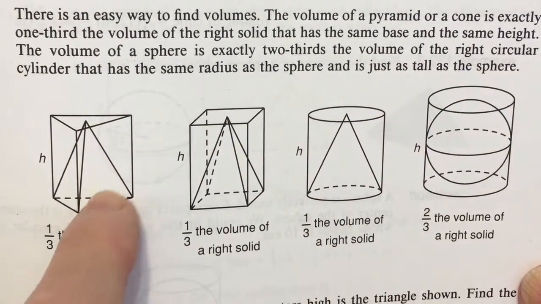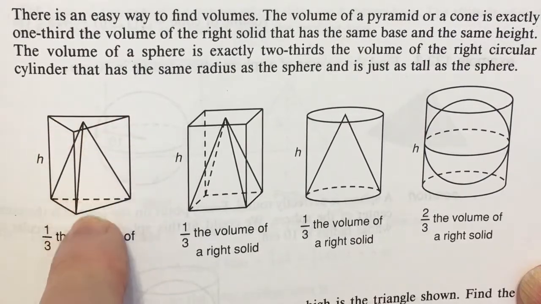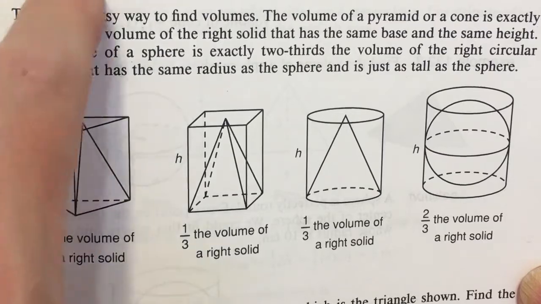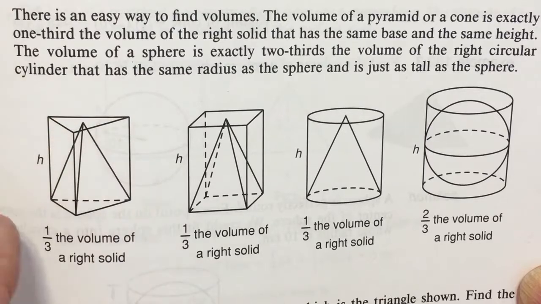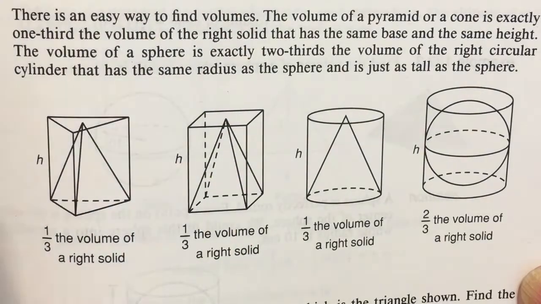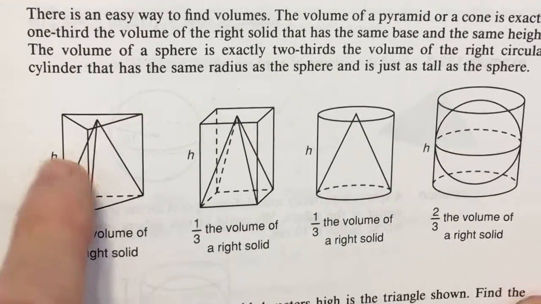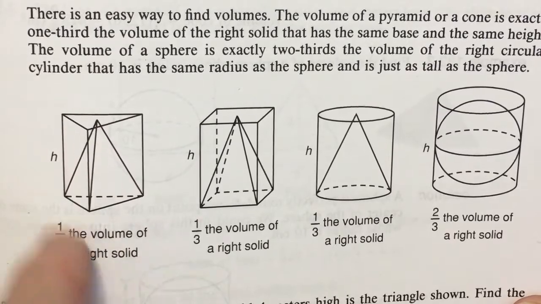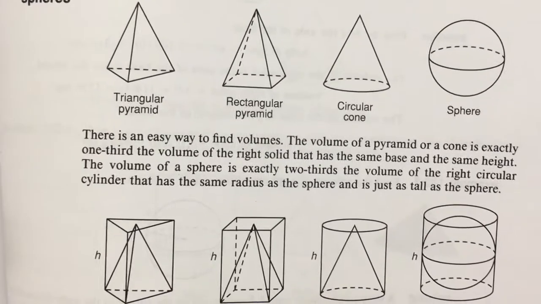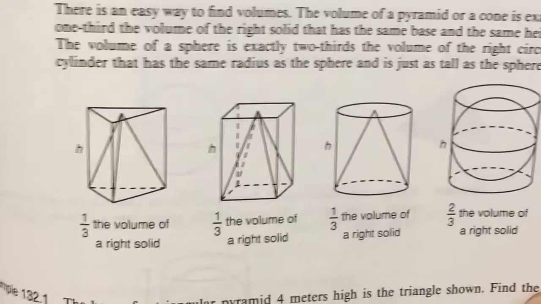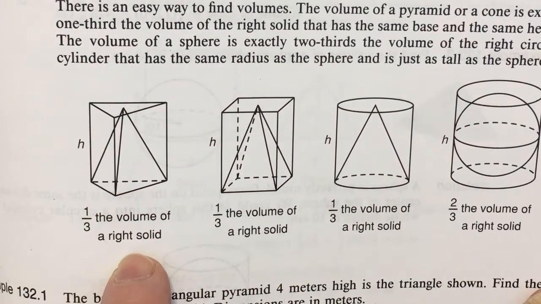So here we have a right prism, and it has the same base as this triangular pyramid. It has the same base and the same height, but it is not coming up to one point. It is going straight up. So that would be the right solid that has the same base and height. And our triangular pyramid, which is now enclosed in here, has 1/3 the volume of the right solid.